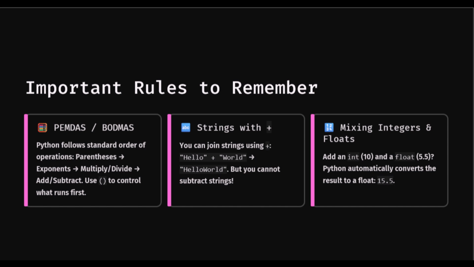Finally, Python is very smart when it comes to mixing different types of numbers. If you add an integer and a float together, such as 10 and 5.5, Python will automatically convert the final result into a float to ensure the calculation is accurate. Keeping these simple rules in mind will help you avoid errors and write much better code.